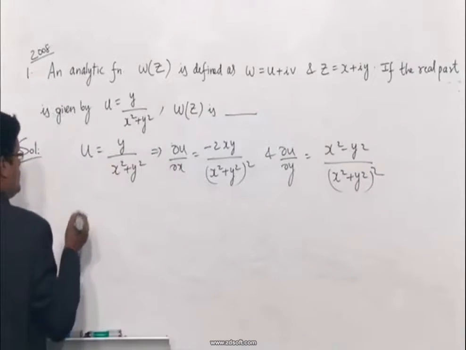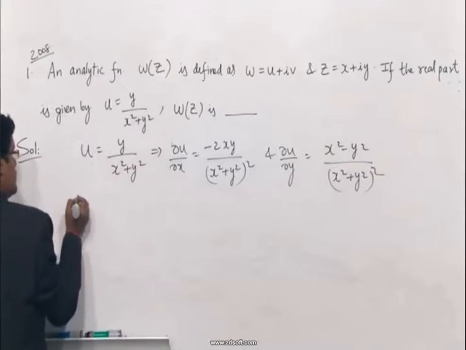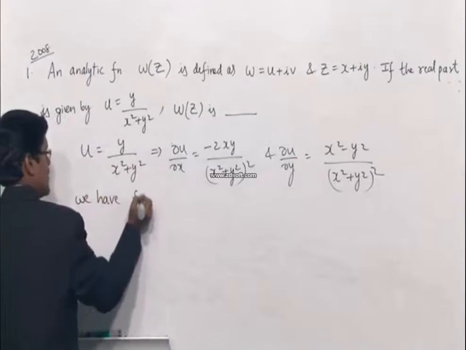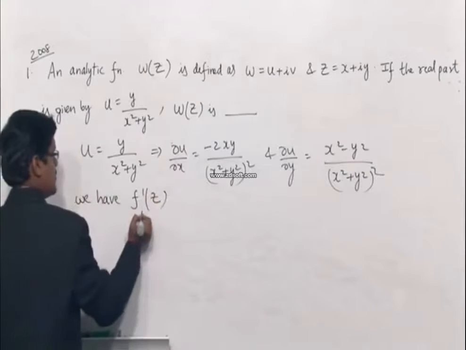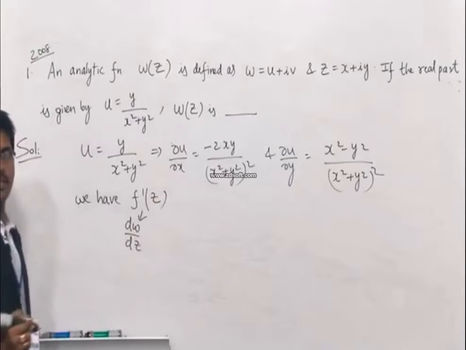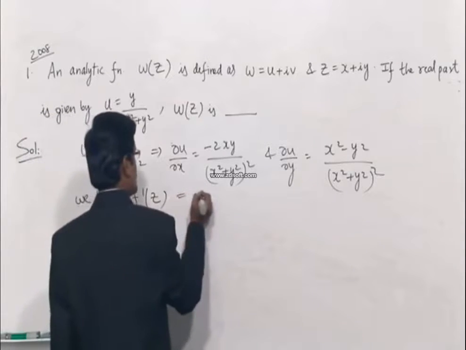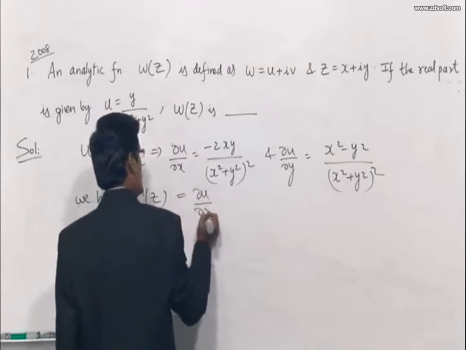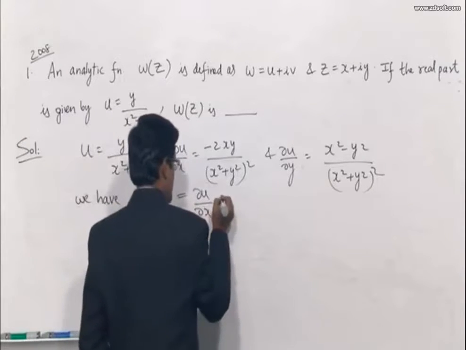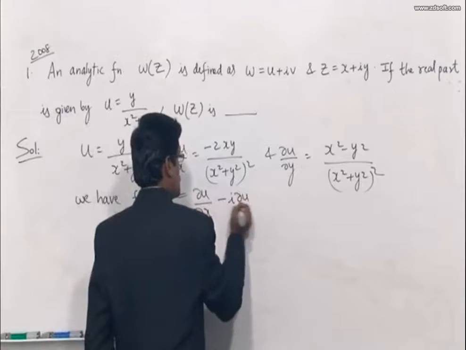Next, we have f dash z. This is also denoted by dw by dz, is equal to, because u is given, both terms in terms of u, in the f dash z formula that I gave for representation, minus i dou u by dou y.